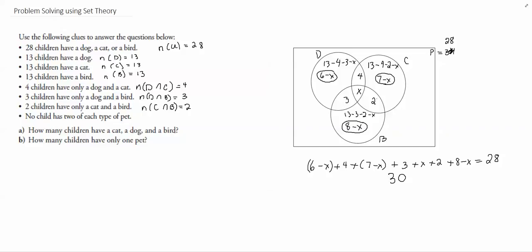And I have minus x plus x minus x. So I have 3 negative x's and plus x. So that gives me negative 2x, and that's equal to 28. I subtract 30 from both sides, so I get negative 2x is equal to negative 2, and I get x is equal to 1. So for answer A, we have one child having a dog, a cat, and a bird, having all three.